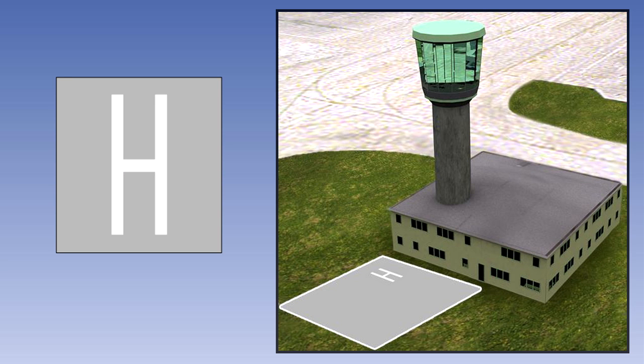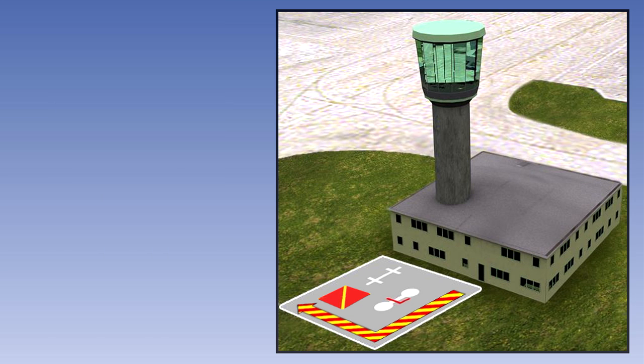A white letter H signifies that helicopters shall take off and land within the area designated by a large white letter H. The example signal square shown here incorporates some of these signals.